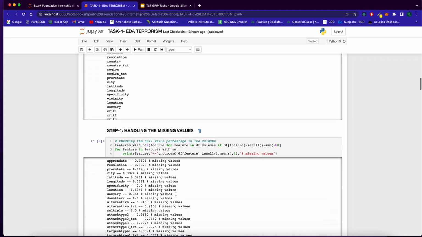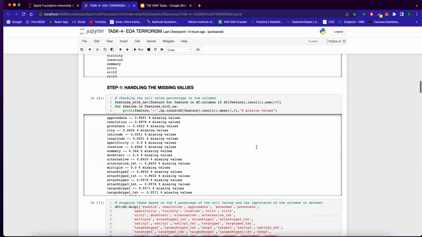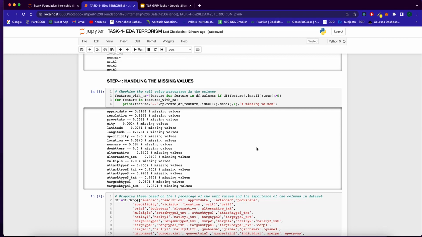The first step of any EDA analysis is to find the missing values. So I had written a small Python code through which I got the percentage of missing values present in the columns. Very surprisingly, I saw that more than 60% of columns had approximately 80 to 90% of values missing. So a lot of data was missing.